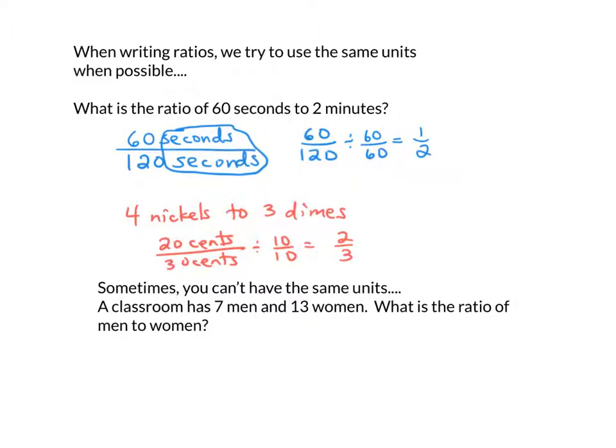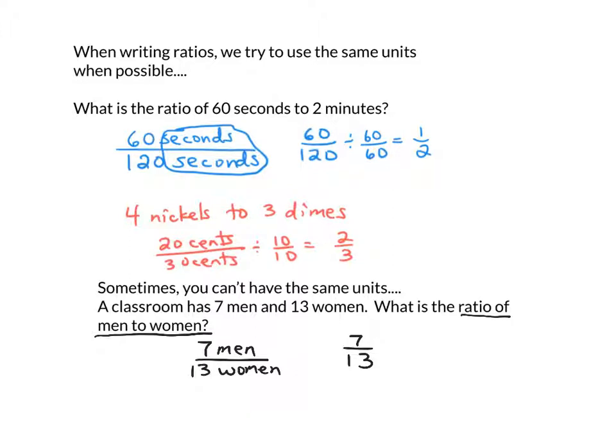Sometimes you can't have the same units though. A classroom has 7 men and 13 women. What is the ratio of men to women? If I wanted to write it as a ratio, it would be 7 men, because I asked for the men first, to 13 women. Once again, I don't use the label or the unit part of it, so I would just write it as a ratio of 7 to 13. I just have to make sure that I answer the question in the same order it was asked. So if it's the ratio of men to women, it would be 7 to 13.